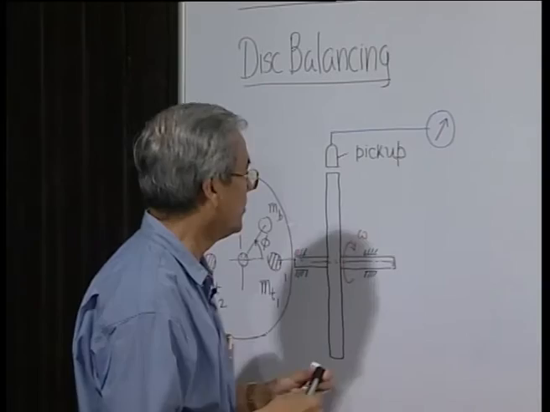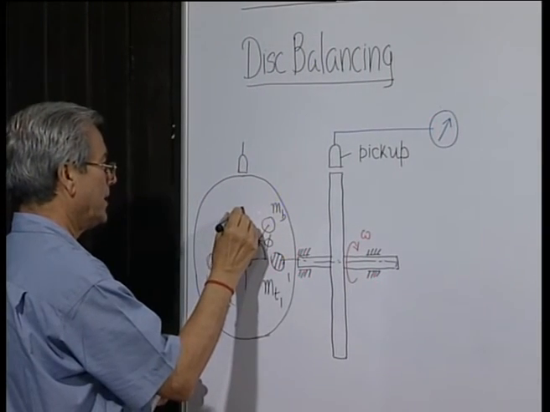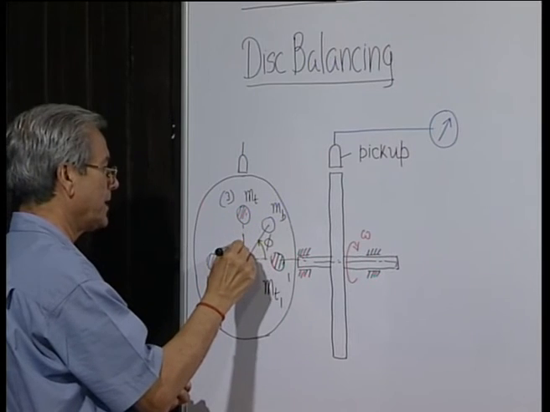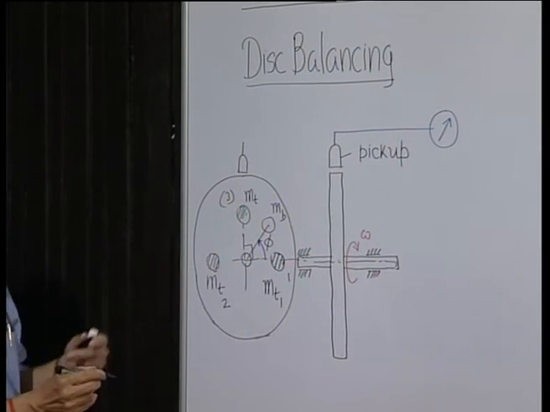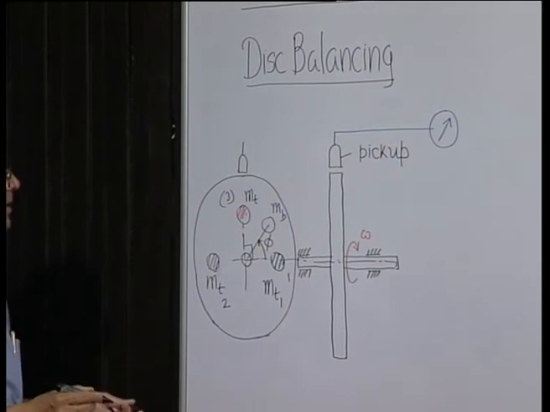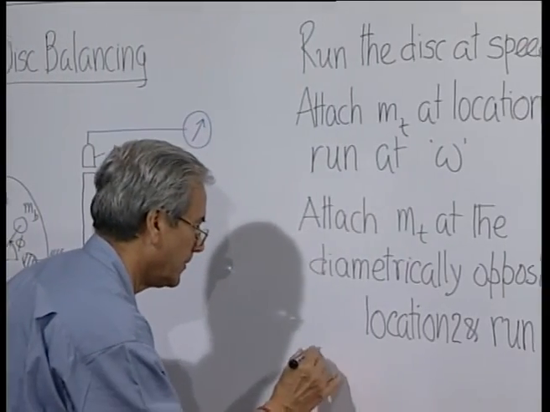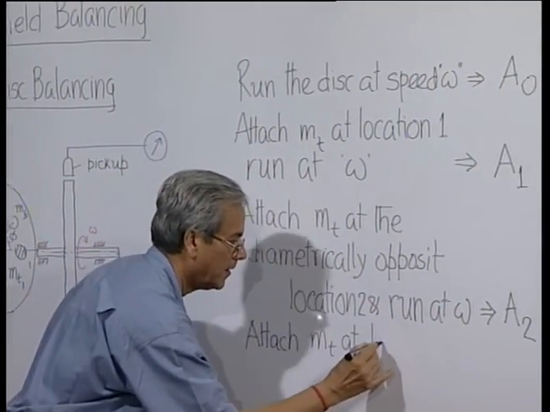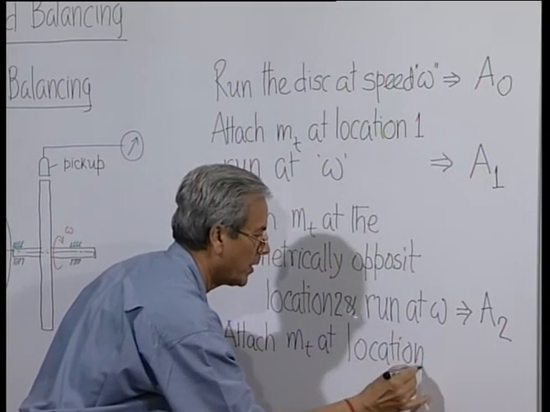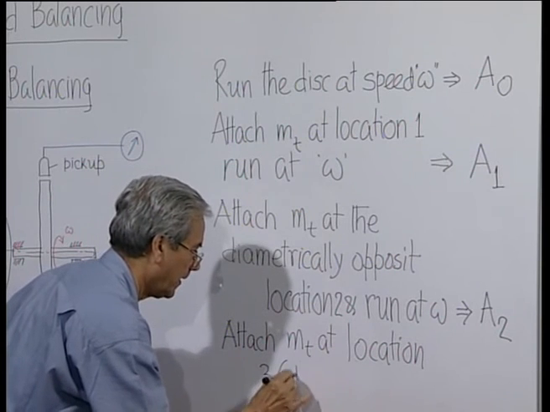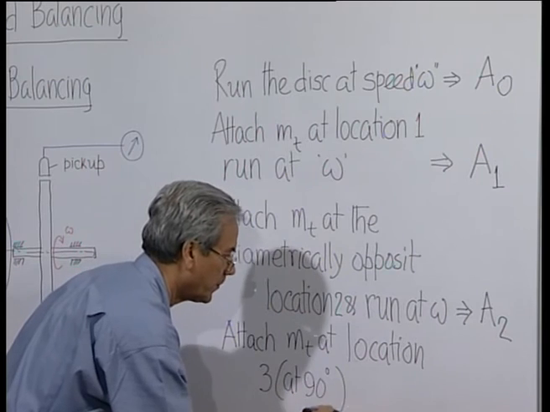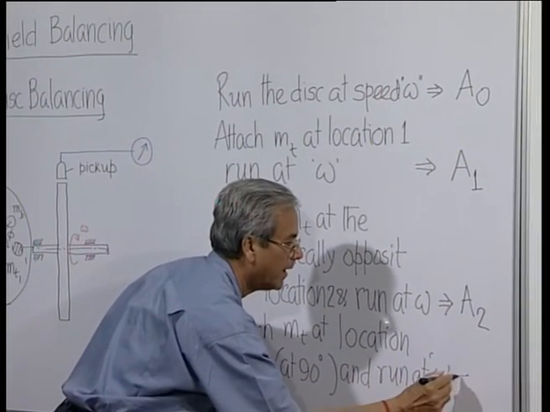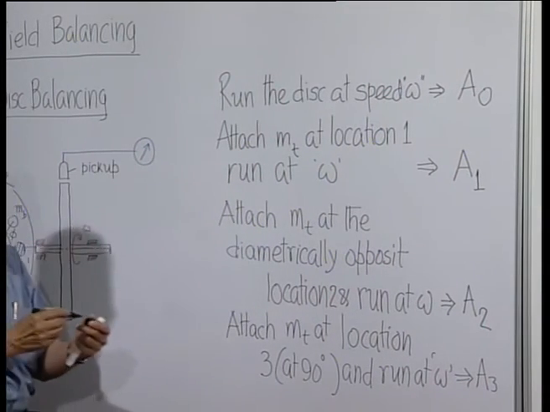To do that, what we propose is that we locate the trial mass and make a third attempt. The same trial mass we locate at a position which is at right angles to position 1 and position 2, like this, that means rotated by 90 degrees in the clockwise direction. So attach MT at location 3, at 90 degrees, and run at omega, and now you get A3, the amplitude of vibration.